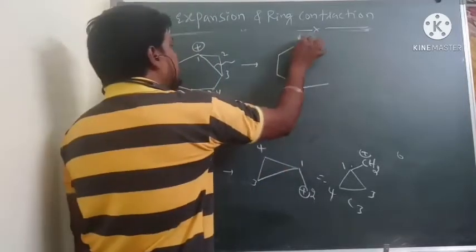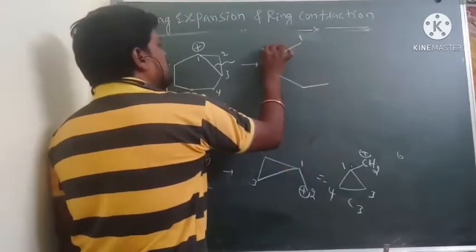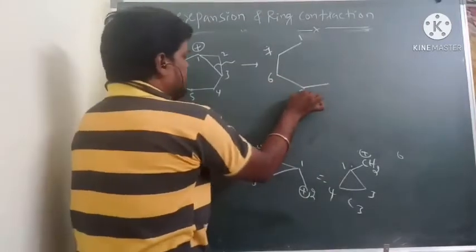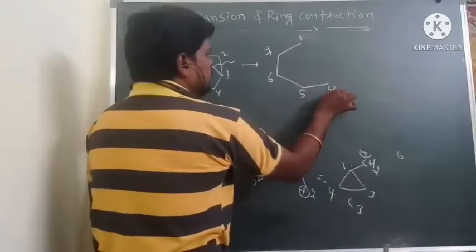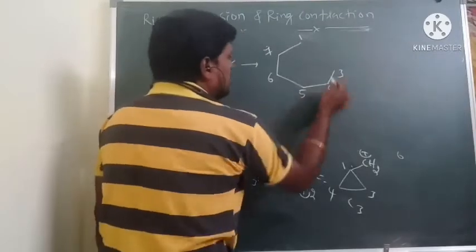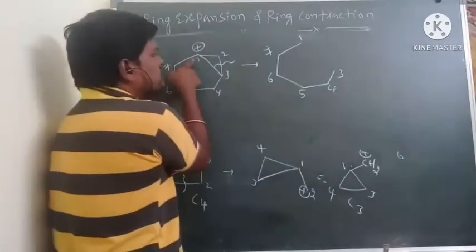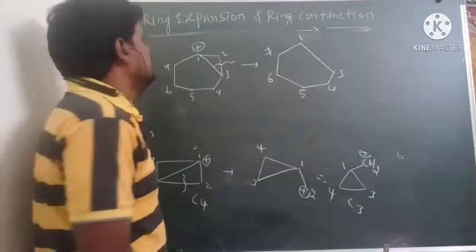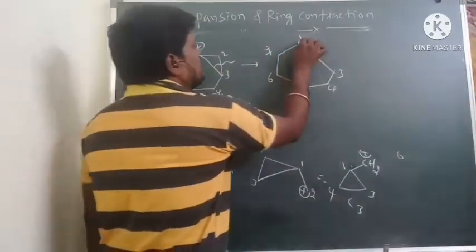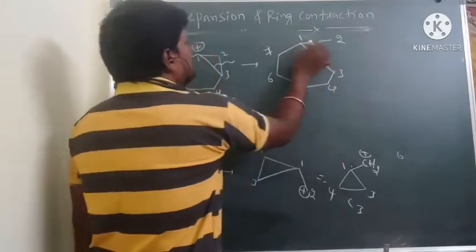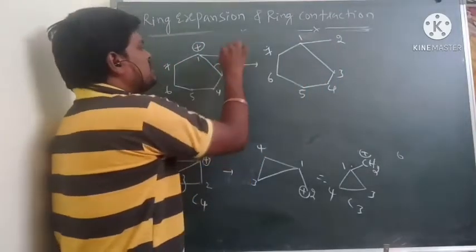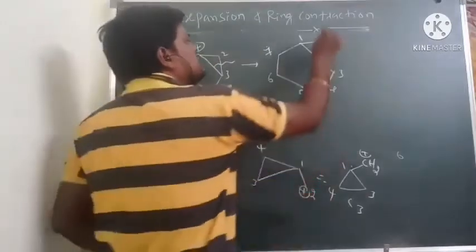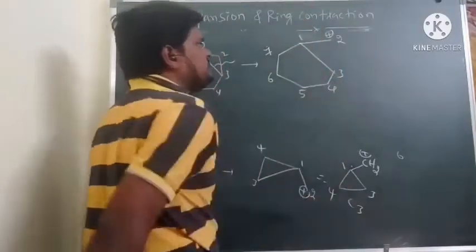right? It is 1, so it is the first carbon. It is the 7th carbon, 6th carbon, 5th carbon, 4th carbon, and 3rd carbon. I told you already the 3rd carbon is bonded with the first carbon. The first carbon continues with the second carbon, but the second carbon loses a bond, right? That's why the second carbon gets the positive charge.